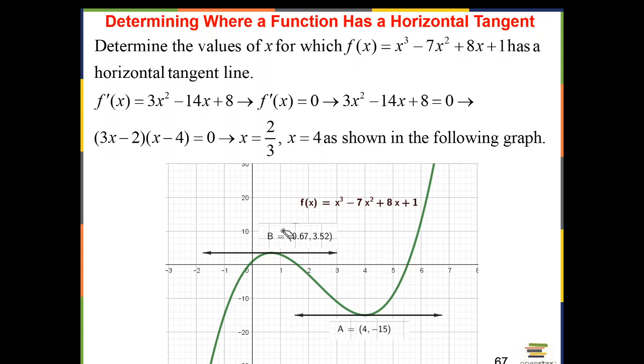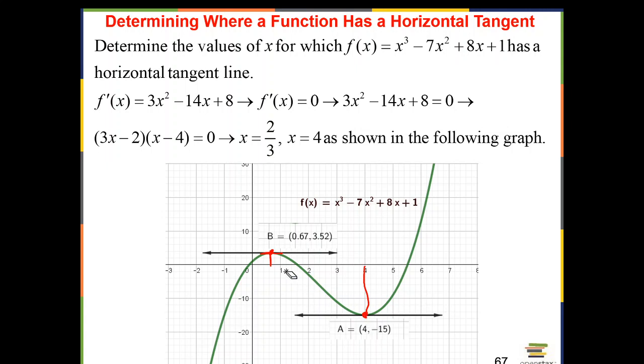And this is the graph of this function. You see, right here at 2/3, that's 2/3 right there, it has a horizontal tangent line. And another one is at 4, right here. At 4, it has another one.